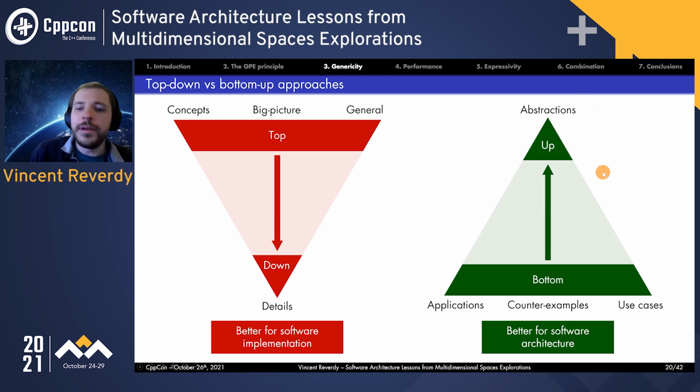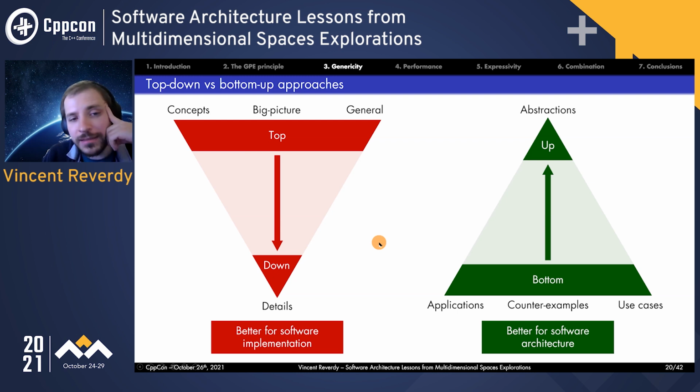On the other hand, there is the bottom-up approach, where you start from all the application use cases and everything you could find. And from there, you design the big picture, the concepts, and the abstraction. And it happens that in some cases, we are inclined to use the top-down approach for software architecture.